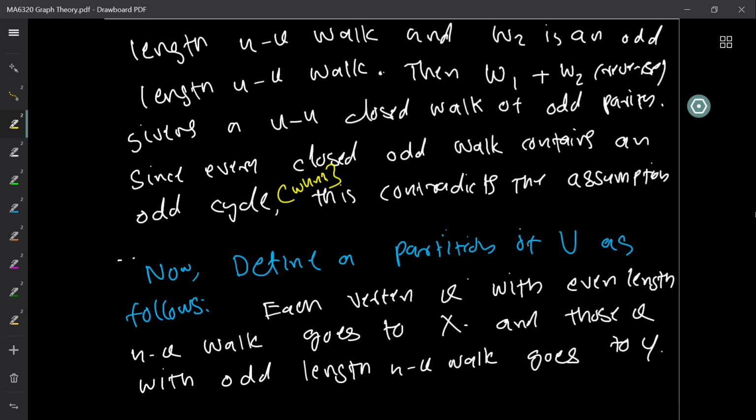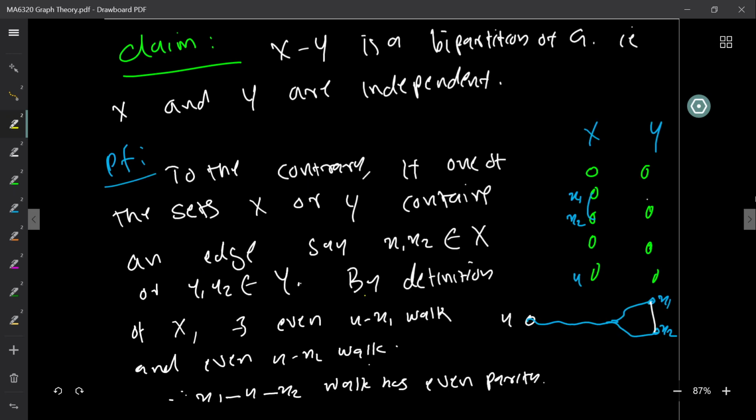Okay, so since we know that every UV walk has the same parity for any fixed U and any V, we define the partition of the vertex set as follows. Each vertex V in the graph with even length of parity from U goes to the set X, and those with odd length go to the set Y. Now, the claim is that X and Y are independent sets. That is, XY is a bipartition.